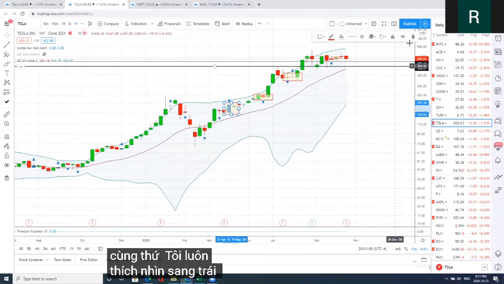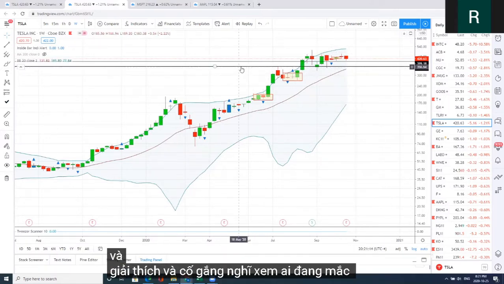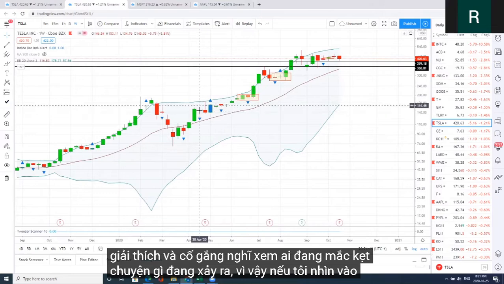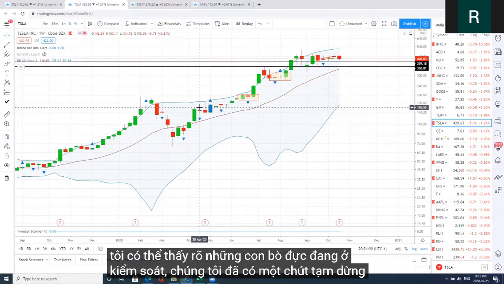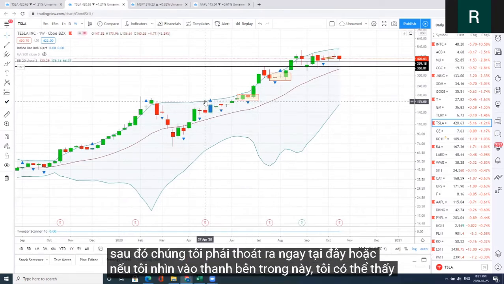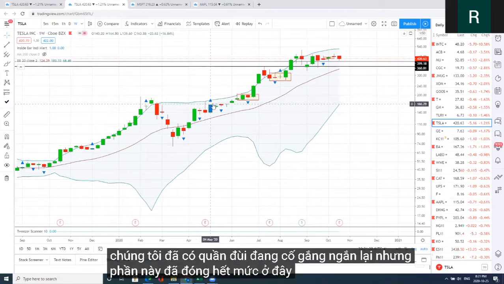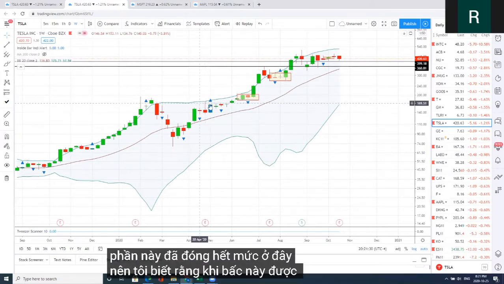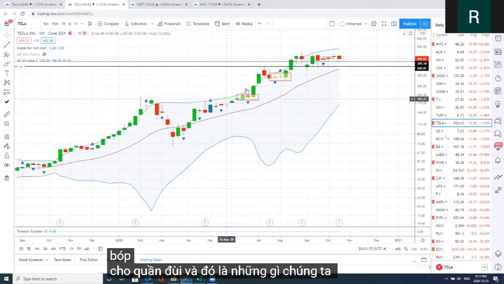I always like to look left or look at the inside bar itself and try to think who's trapped, what's going on. So if I look at this inside bar, I look to the left, I could clearly see the bulls are in control. We had a little pause, then we have the breakout right here. Or if I look at this inside bar, I could see that we had shorts trying to short, but this bar closed all the way up here. So I know that once this wick gets taken out, there's going to be a lot of squeezes for the shorts, and that's what we see here as well.